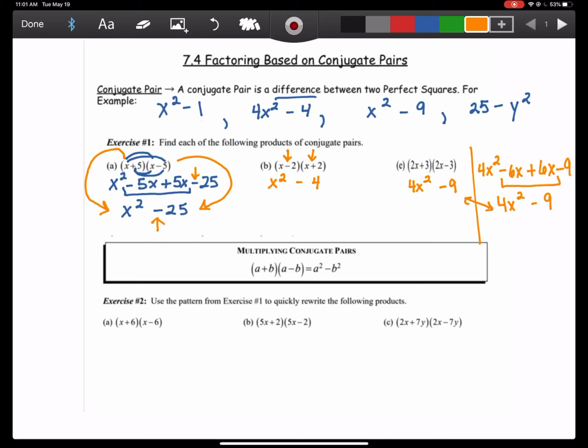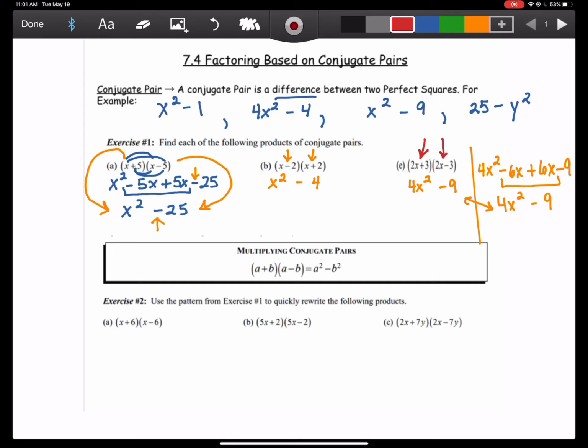Same thing. Okay. Now, there's something else that's important to point out. The only reason this works is because each of these binomials are practically identical except for their sign.